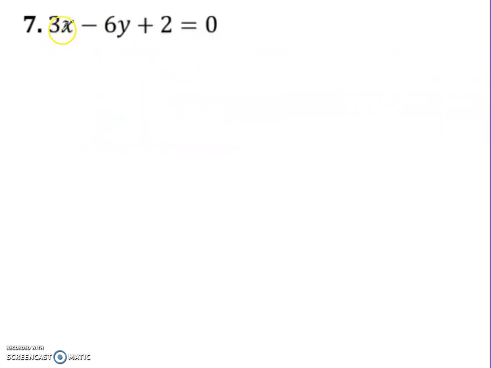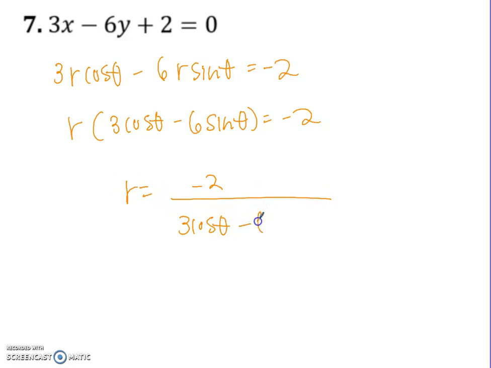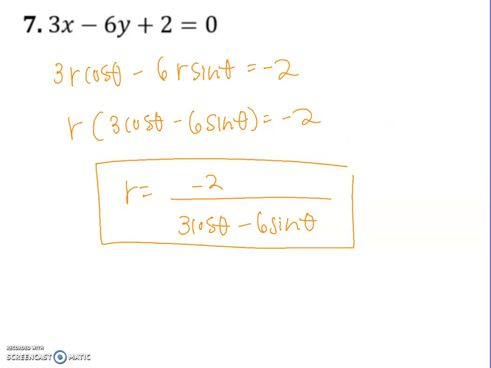Here, okay, so let's substitute in. We need to get rid of the x and the y, so 6r cosine theta minus 6r sine theta equals negative 2. What I need is r equals, so let's take out an r. 3 cosine theta minus 6 sine theta is equal to negative 2. r equals negative 2 over 3 cosine theta minus 6 sine theta. We're done.